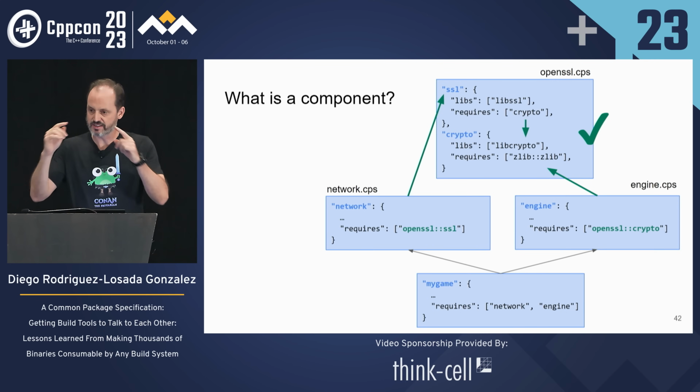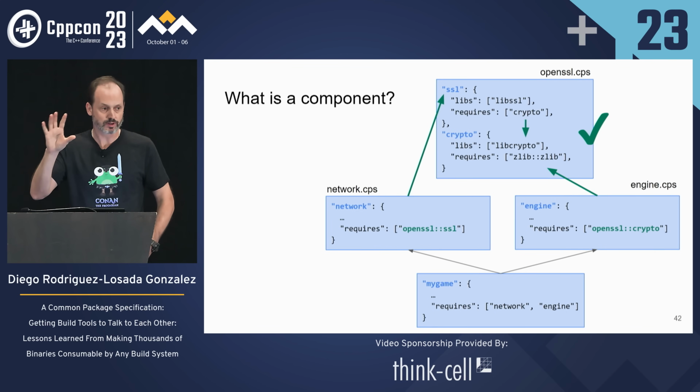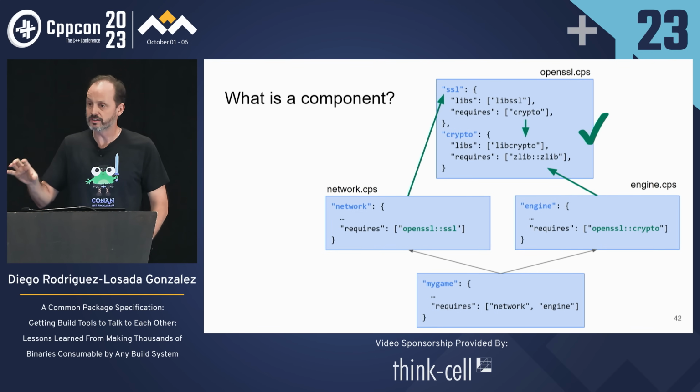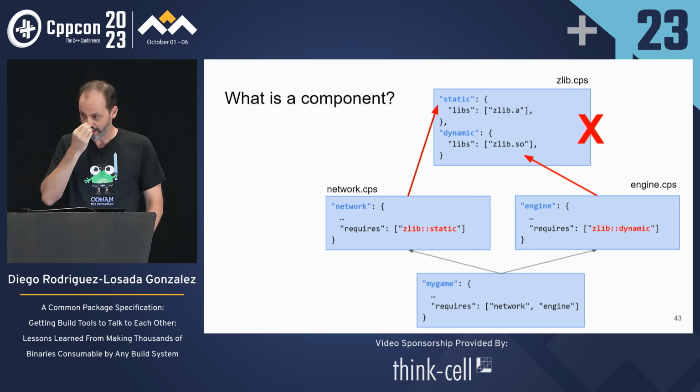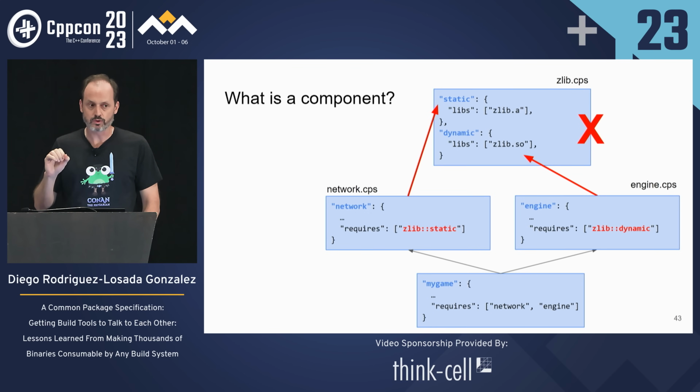Okay, so now we have this diamond structure, but if we expand the whole graph of libraries, we will see that we have a consistent dependency graph with all the libraries that can work perfectly together. But if we try to do this with components, this will be a problem.